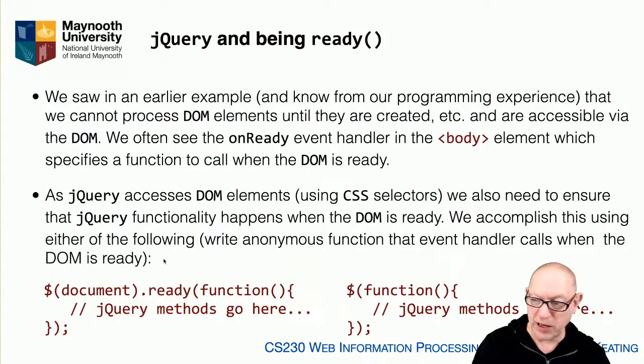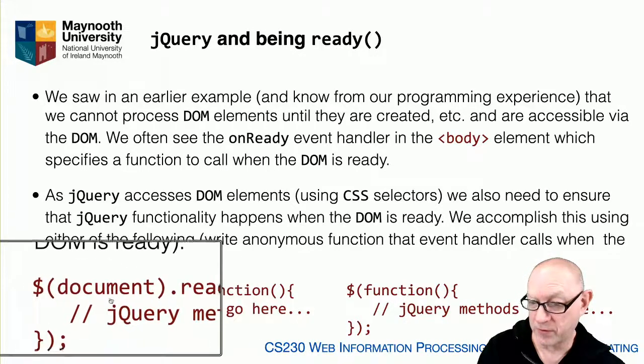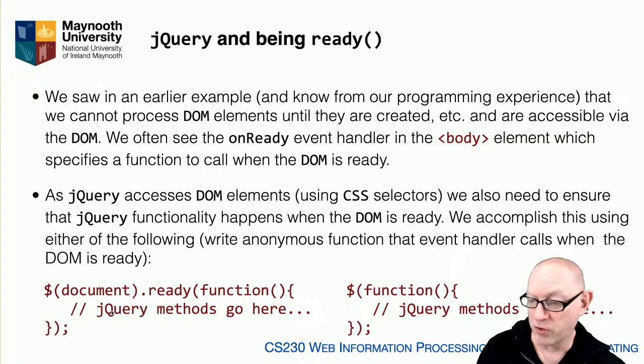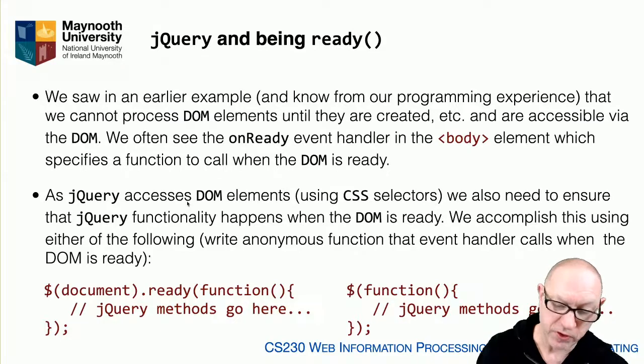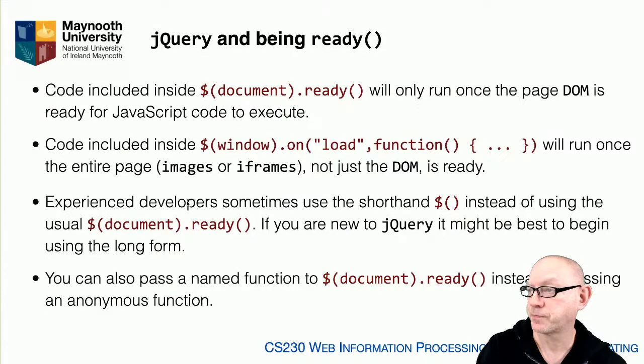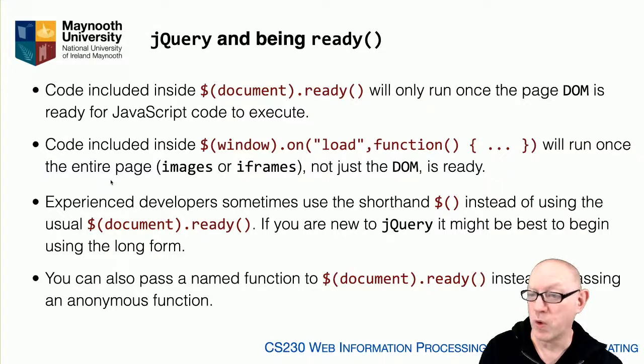We accomplish that using either of the following statements. We can write an anonymous function that is an event handler called when the DOM is ready, either this way, $(document).ready(function), and then all of your jQuery goes in here, or $(function), and it all goes in here. There are two ways to do it. You'll see some examples, and you can try each of them. The code inside document.ready will only run once the DOM is loaded and ready for JavaScript code, and you can write very simple code to check this. Code included inside the $(window).on('load') function will run once the entire page is loaded, not just when the DOM is ready.